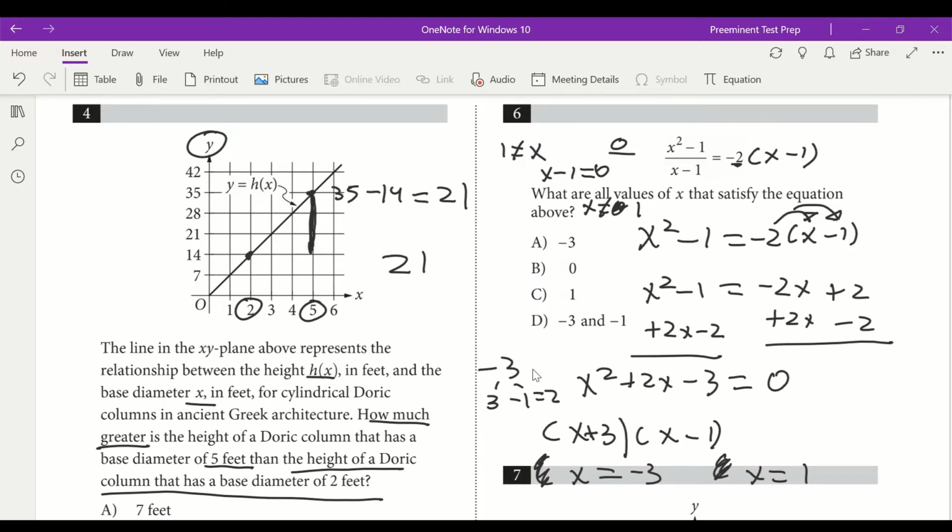Now we'll plug in negative 3 to check that. And when we plug in negative 3, we would get negative 3 squared. Negative 3 squared is the same as 3 squared, which is 9. 9 minus 1, that gets us 8. And then we have negative 3 minus 1, that gets us negative 4. So we have 8 divided by negative 4, which does equal negative 2. So therefore we know that x equals negative 3.